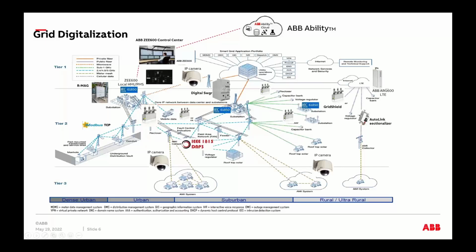So you get GOOSE messaging between the devices. You have sampled values, which is based on the 9-2LE sampled values. And also you have MMS. The MMS typically is for your HMI or SCADA system. So you've got to think about this.